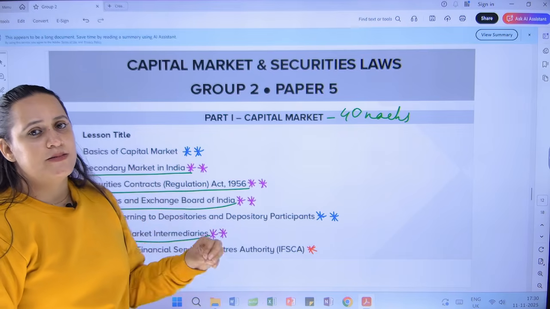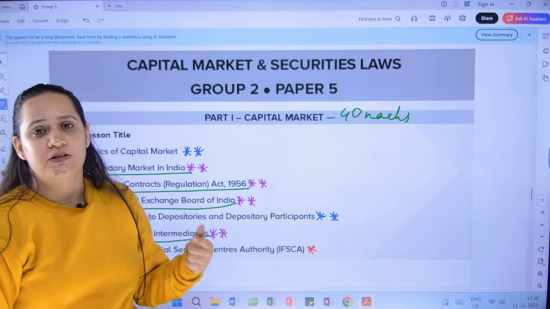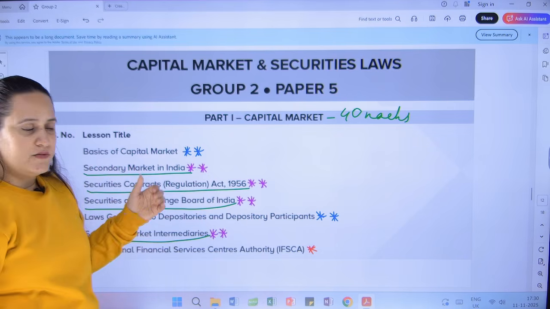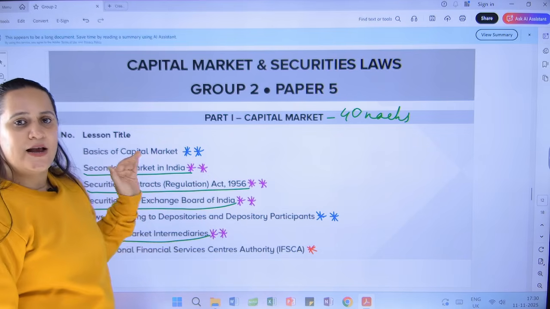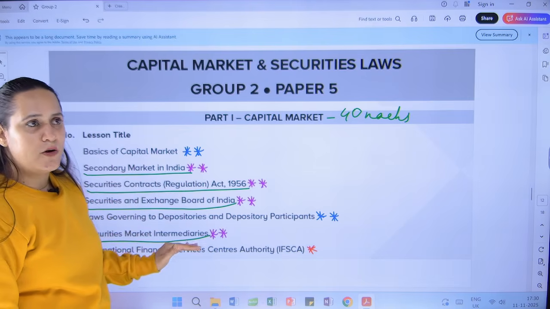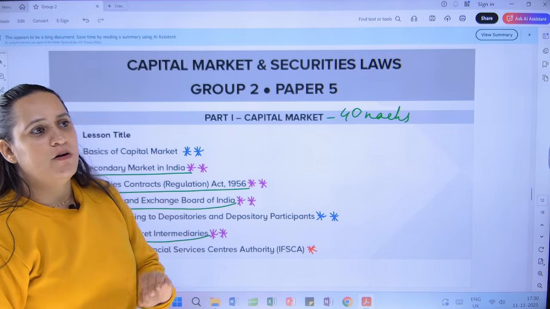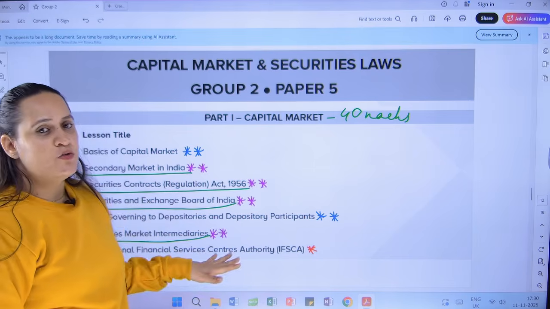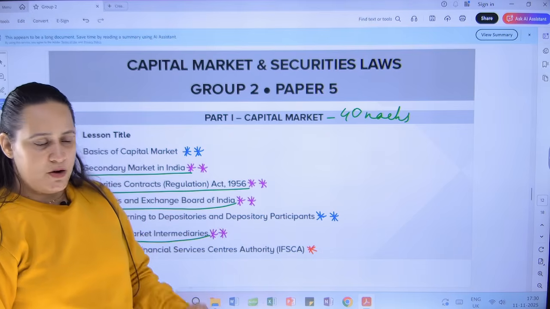There are a lot of concepts that are time and again being questioned in the question paper. So, from the perspective of weightage, it becomes relevant. So, you have to focus on secondary market, SCRA Act, SEBI Act and chapter on intermediaries is also very important. It is a very simple chapter, very small chapter, easy to prepare, and they definitely are going to ask questions from that chapter. So, prepare well.